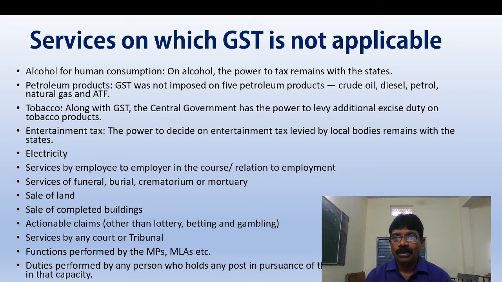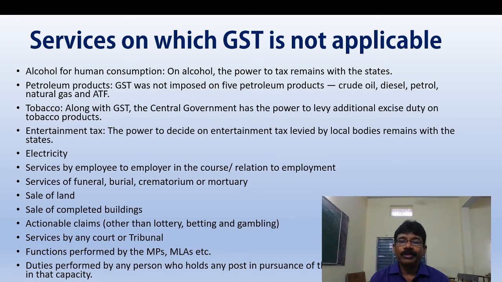Number one is alcohol, beverages. For the government, it is a revenue generating item. That's why state governments were given the power to impose tax on their own, to reduce and discourage the consumption. So on alcohol products, taxes are imposed by the state governments as per their requirement as well as their need.